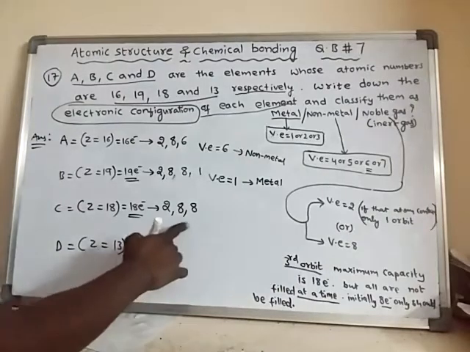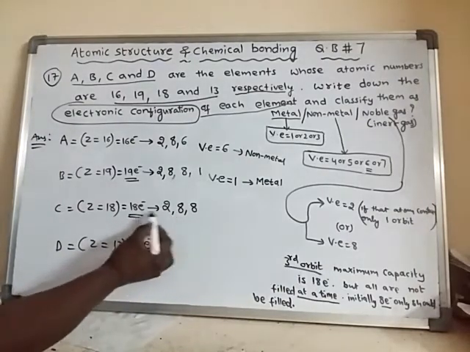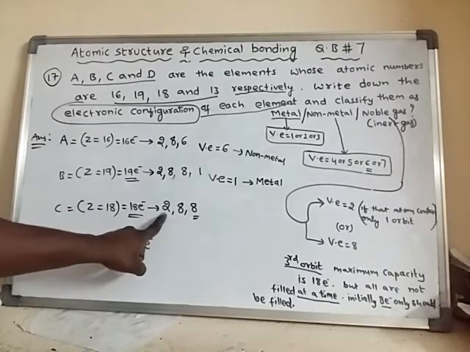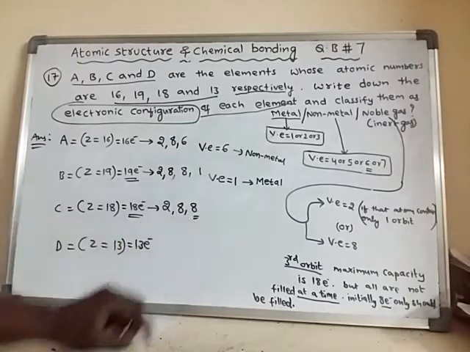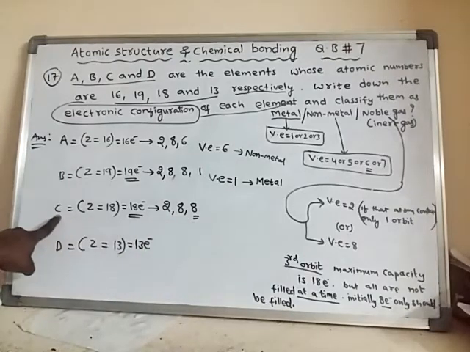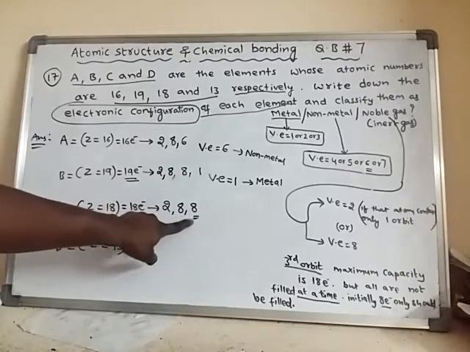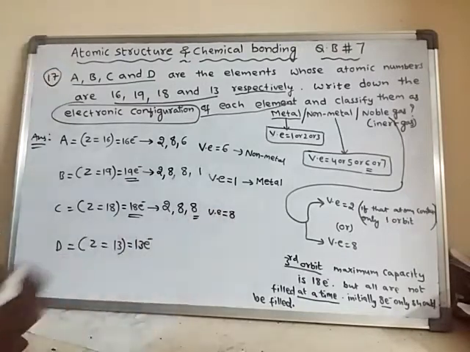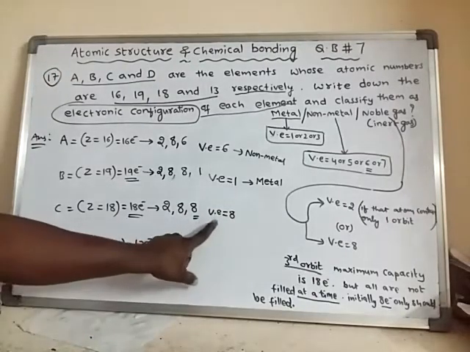So in this way, the electronic configuration of the third orbit will look like this. Here this is the last orbit in the atom C. First, second, third orbit, the third orbit is the last orbit. So the third orbit is the valency shell of atom C. The valency shell contains 8 electrons, hence the valence electron number will be equal to 8.